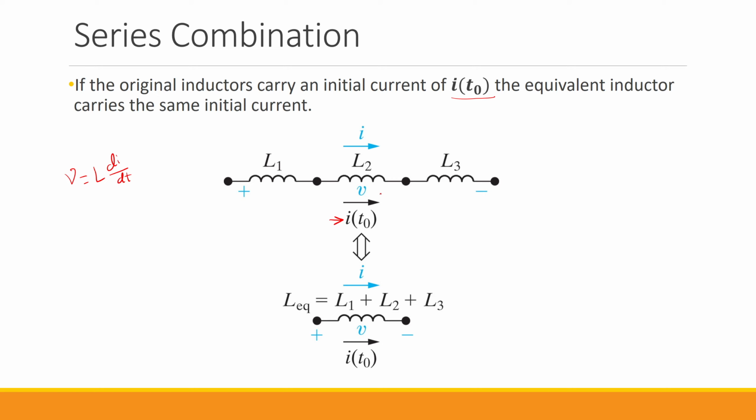If the original inductors carry an initial current of I at t0, the equivalent inductor carries the same initial current. So as you can see, we have L1, L2 and L3 all connected in series, all having this initial current, and this configuration is simplified to one single inductor with the value being the equivalent inductance Leq, which is equal to the sum of L1, L2 and L3, with the initial current of I at t0.